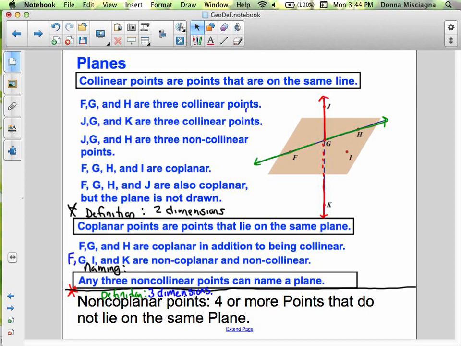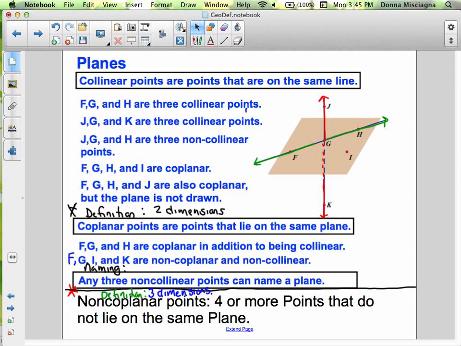So we have 2 lines that are shown in the diagram, right? And we have points that are shown. And so those points on each of those 2 lines are collinear. Now if I take points that are from different lines that aren't all on the same line, okay?